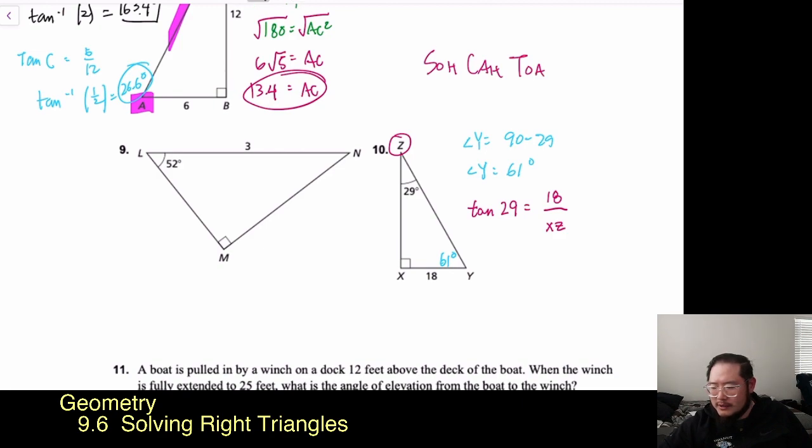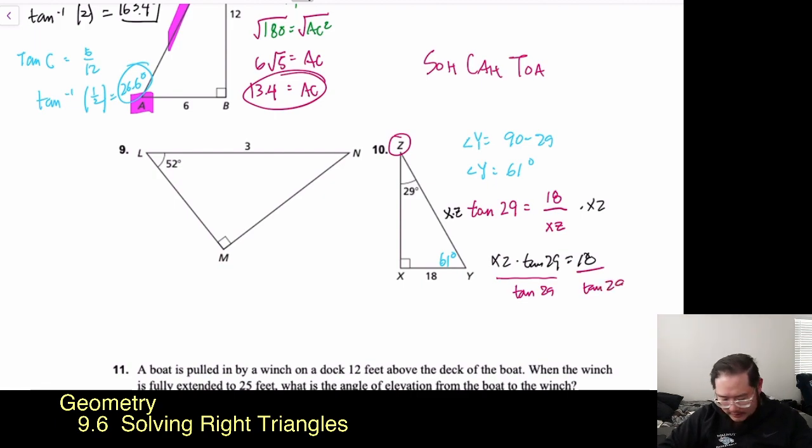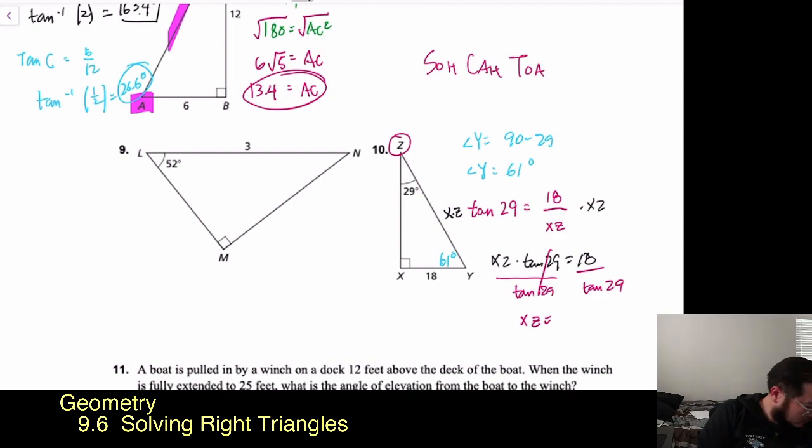So we've got to do some algebra right here. We'll multiply both sides by XZ, or XZ times tangent 29 is equal to 18. And if you don't like how I put XZ right there, you can always change that to X and then make the segment YZ, okay? And then finally, we'll divide both sides by tangent of 29. So XZ right here is equal to 18 over tangent 29.